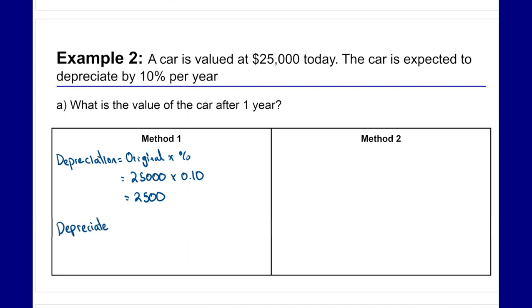We now figure out the depreciated value. So what is the value after the depreciation? We take the original and we subtract the depreciation, because we're losing the value. So 25,000 minus 2,500, and we get 22,500. So that's one way that we can do it, right?